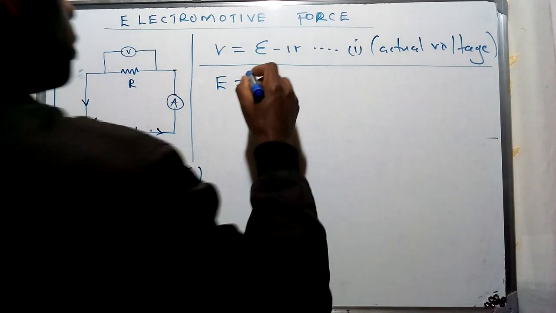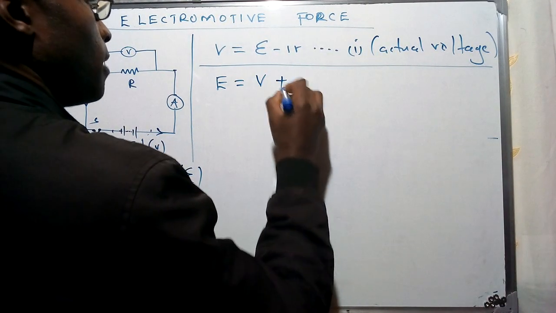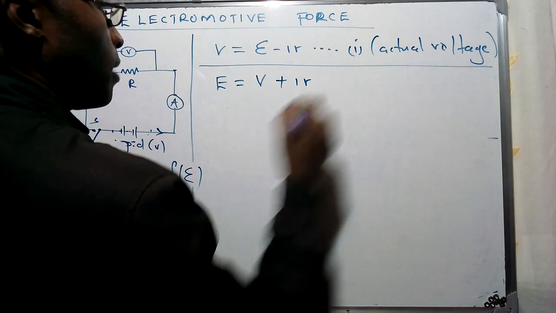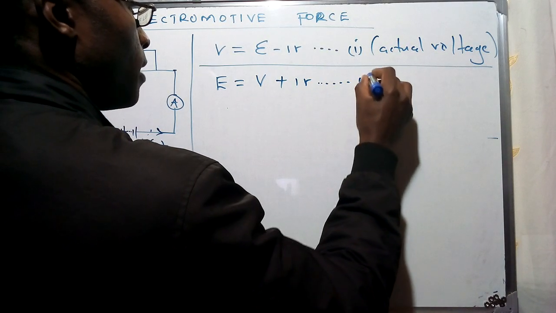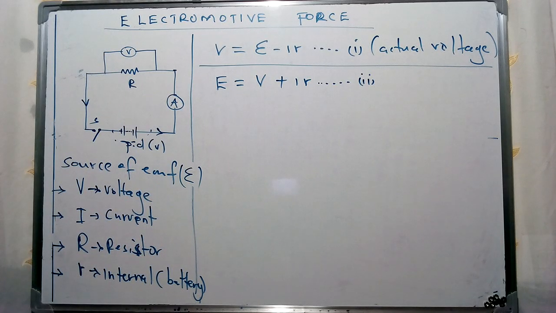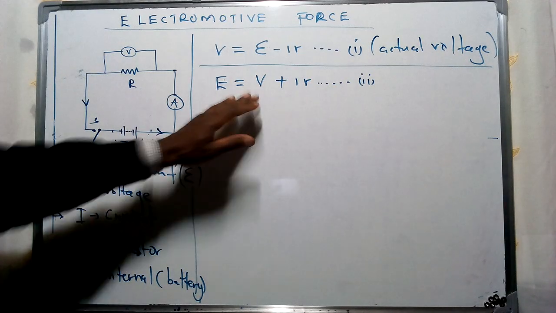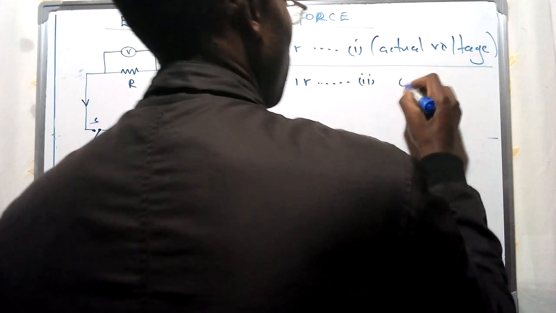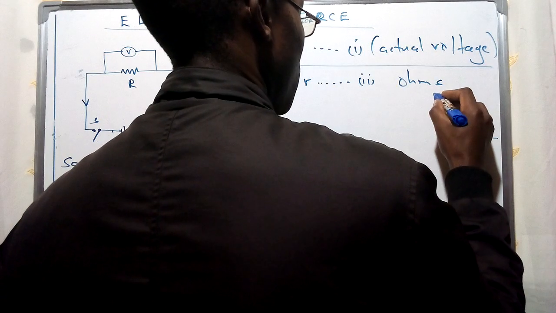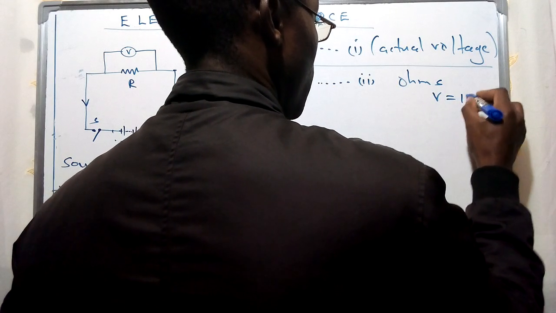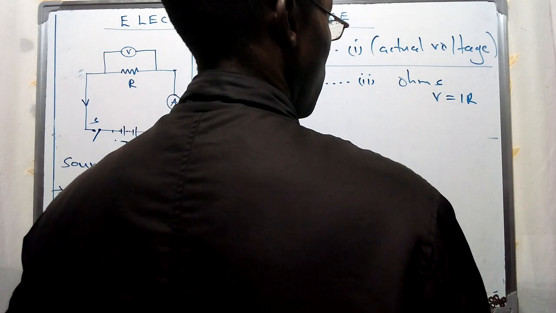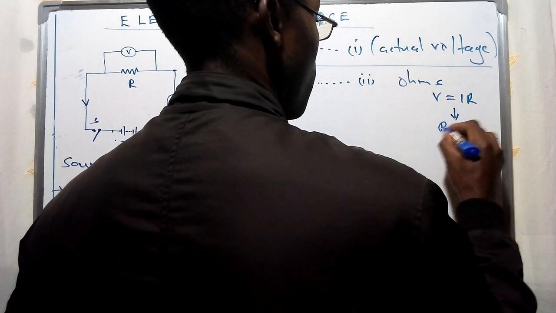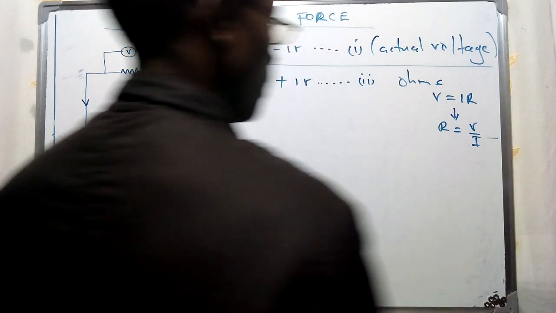E is equivalent to the sum of V plus IR. Assume that we understand what those initials stand for, and then we have the second relationship given in terms of this equation. We can expand this one to include the current. From Ohm's law, V is equivalent to IR, which is the relationship from resistance equal to V over I.